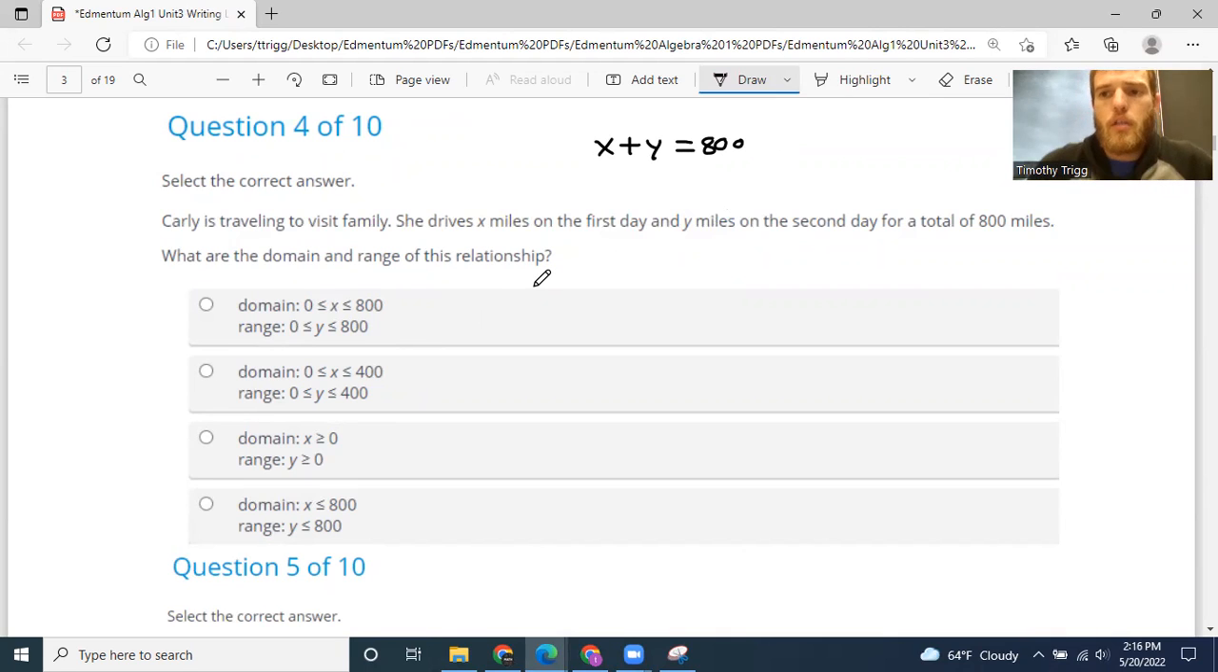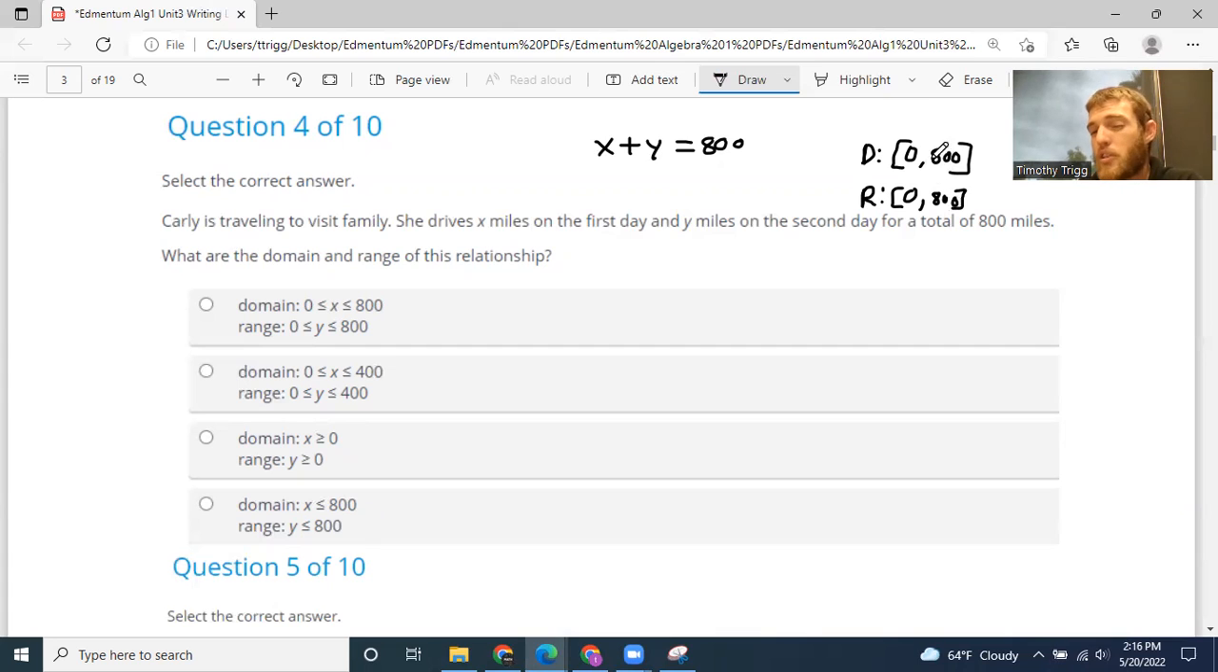Well, the domain looks at the possible X values. What are my possible X values? And then the range looks at the possible Y values. So what are my possible Y values? For the domain, the lowest amount that she could possibly have driven on the first day is 0 miles. The largest amount she could have possibly driven is 800 miles. I would say the range is the same, right? So the amount she drove on the second day is somewhere between 0 and 800 miles.